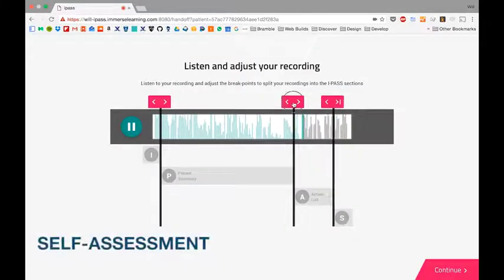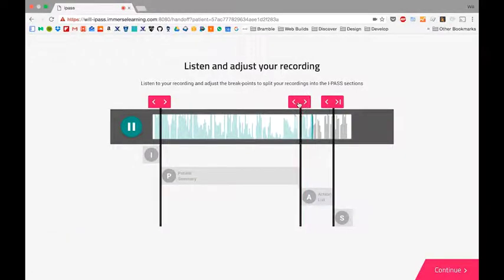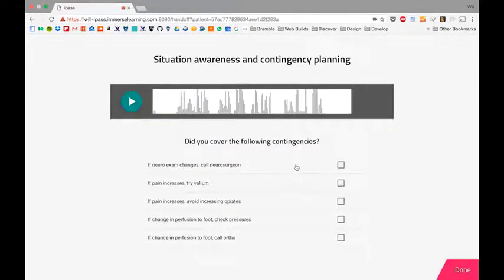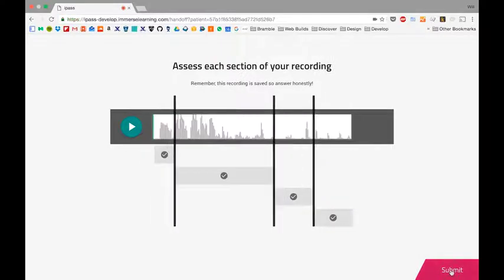After the learner has had the chance to practice this skill, they then do a self-assessment where first they divide the recorded handoff into the different elements of the IPASS format, and they then delve into each one of those elements and rate how well they performed as compared with gold standard responses that are provided really as a series of checklist questions. Did or did they not include the following elements?